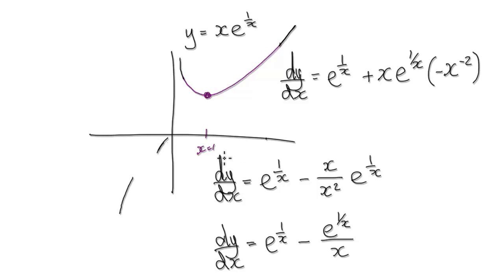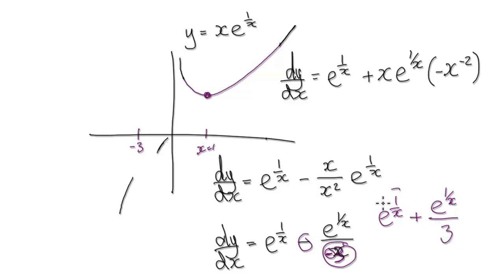So hang on, let's investigate what happens on the left-hand side of the graph when x is negative. When x is negative, let's just imagine negative 3. So negative and a negative, so that would be a positive. So that would be this thing here, plus e to the power of 1 over x over 3. Notice that this thing here, e to the power of 1 over x, will always be positive. It will always be a positive number. This thing here will always be positive because it will never enter the negative realm. This thing here is a positive number.